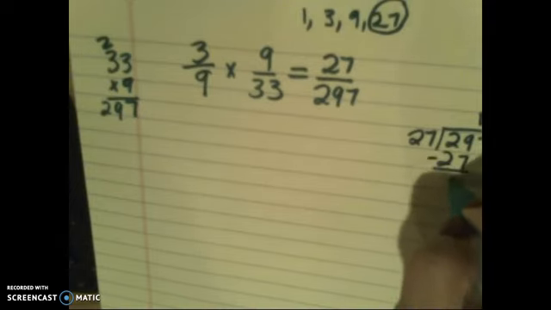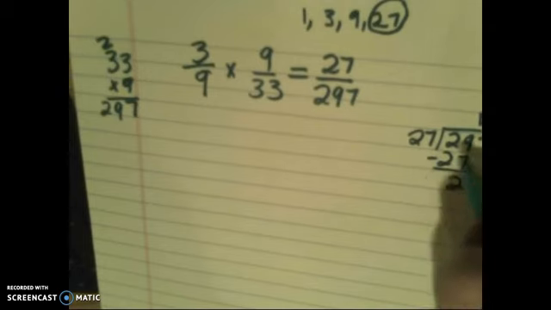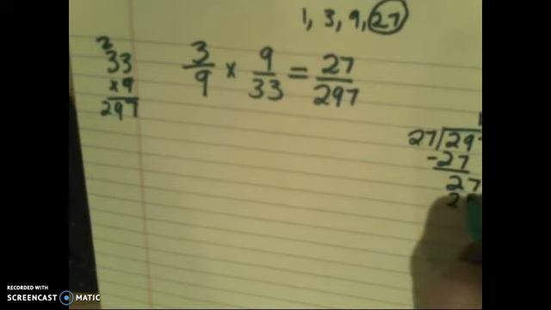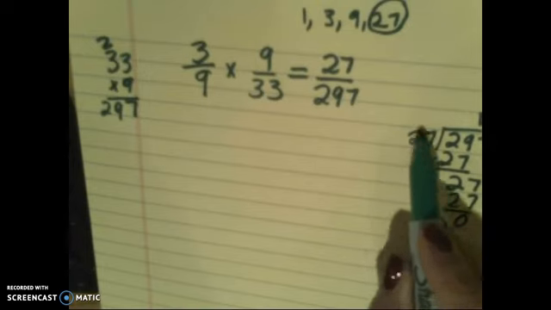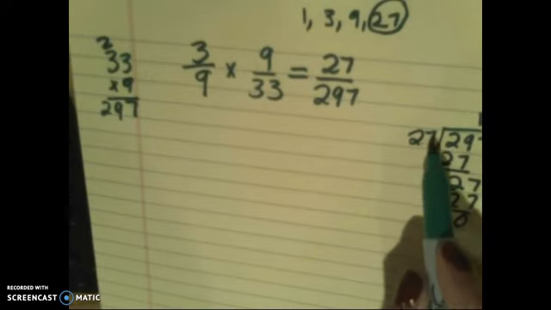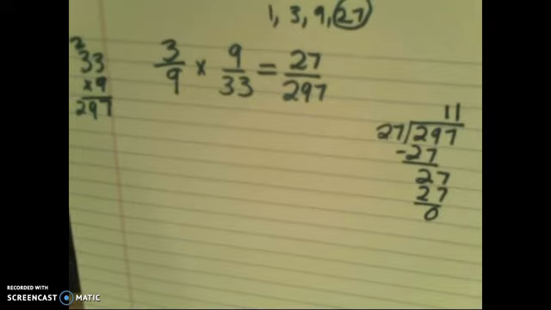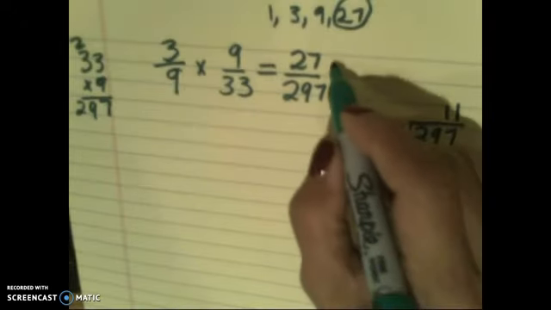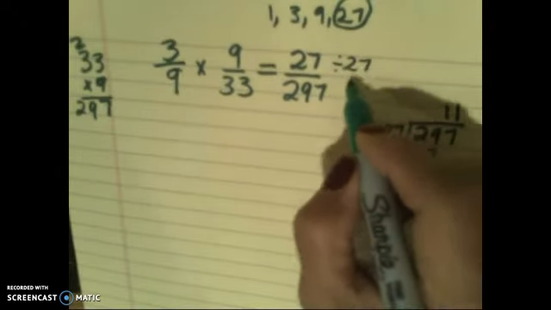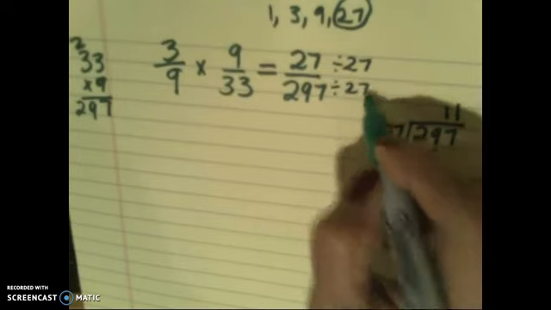subtract. Oh, okay, so apparently it does go into it. So 27 goes into 27 one time, and I have a remainder of 0. So that means my common factor is 27. My greatest common factor is 27. So that means I'm going to divide by 27 and divide by 27.